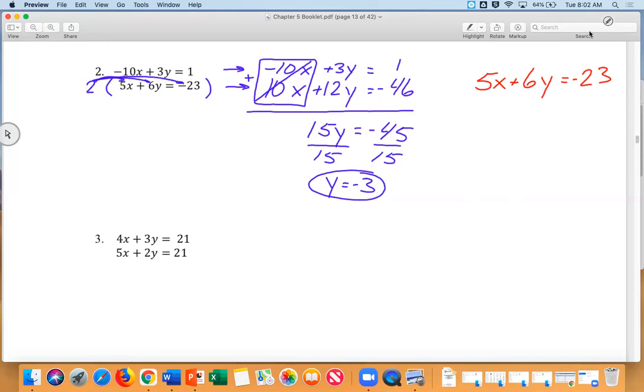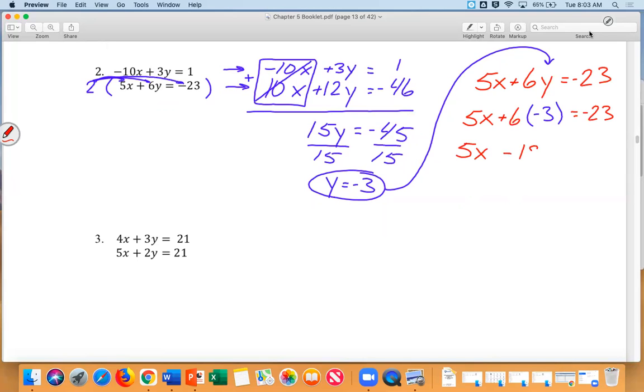And I'm going to draw my arrow to replace the y with -3. So I have 5x plus 6 times -3 equals -23. It's 5x minus 18 equals -23. And then we're just solving a two-step equation. Right, Liam? And we've been doing that for a long time.